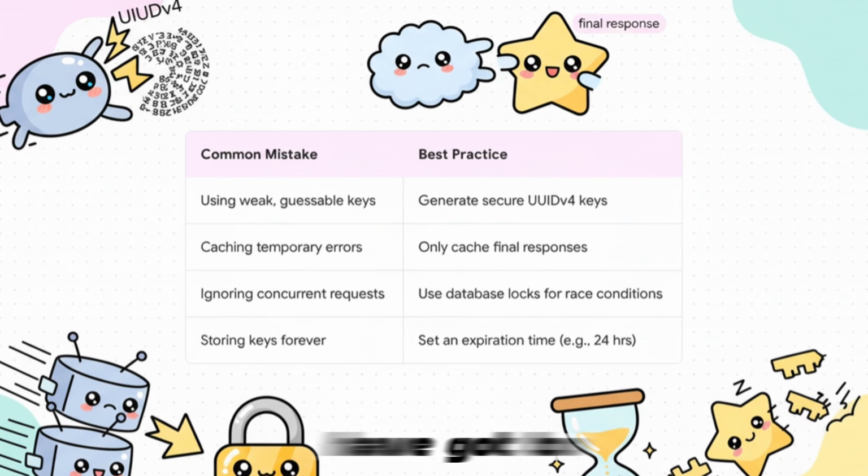First off, your keys have got to be strong and unpredictable. Use something like a UUID v4. It's basically a super long, random number that's guaranteed to be unique. Second, only cache the final result of a request. Never save a temporary network hiccup error. Third, you have to plan for race conditions. That's when 2 identical requests hit your server at the exact same millisecond. You need something like a database lock to make sure only one of them gets through.